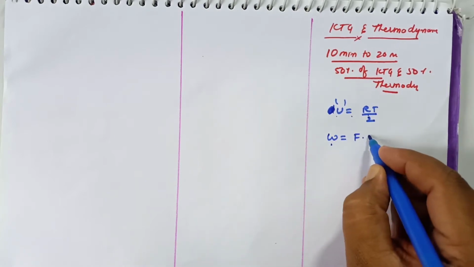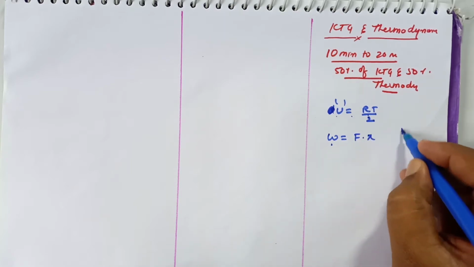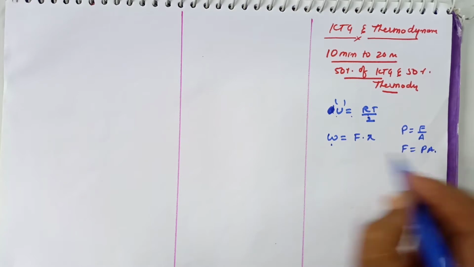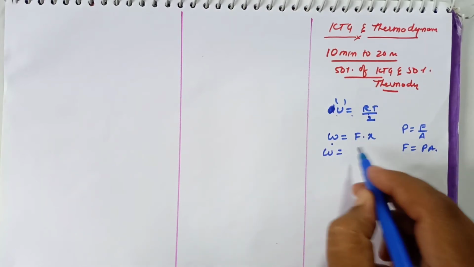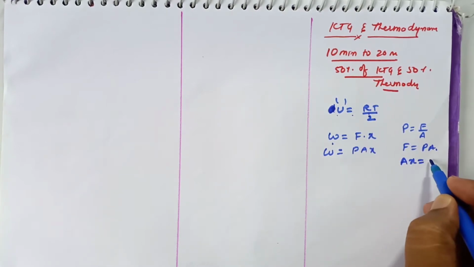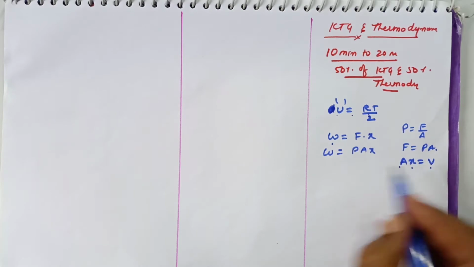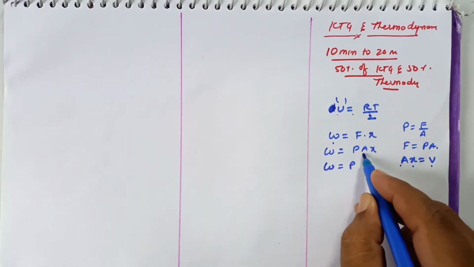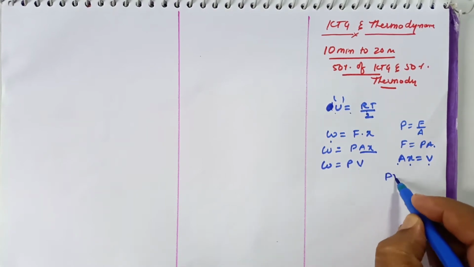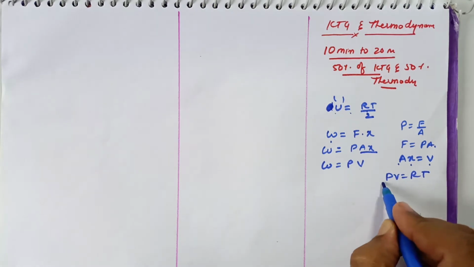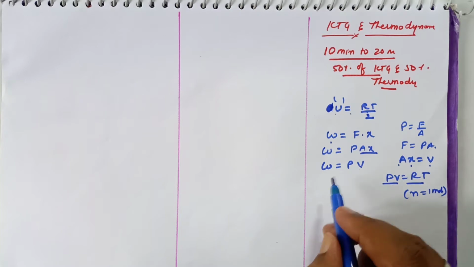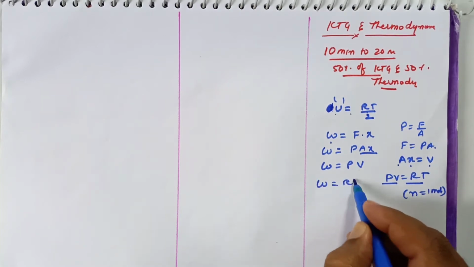You know, work done is equal to force into displacement, and you know pressure is equal to force by area. So force is equal to pressure into area. Therefore W can be written as pressure into area into displacement, and you know area into length is equal to volume. Therefore area into length can be taken as V here. And you know PV is equal to RT when n is considered to be 1 mole here. So therefore W can also be taken as RT.